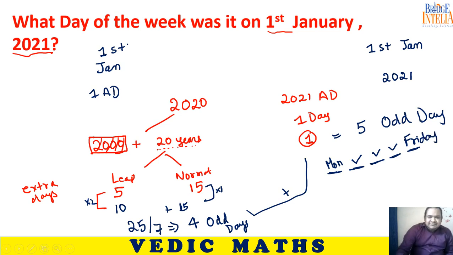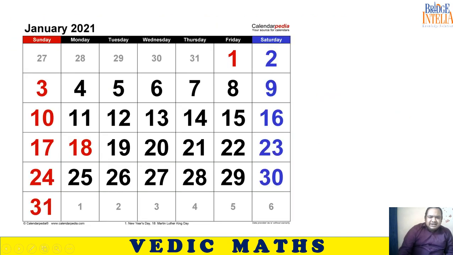Friday. Let's verify. 1st January 2021. Was it a Friday? So this is the calendar of January 2021. So yes, 1st January 2021 was actually a Friday.